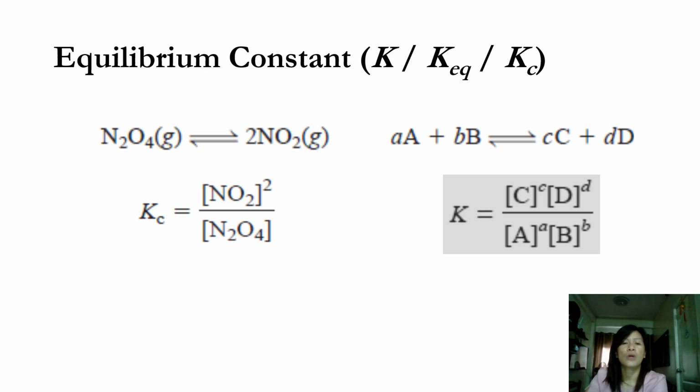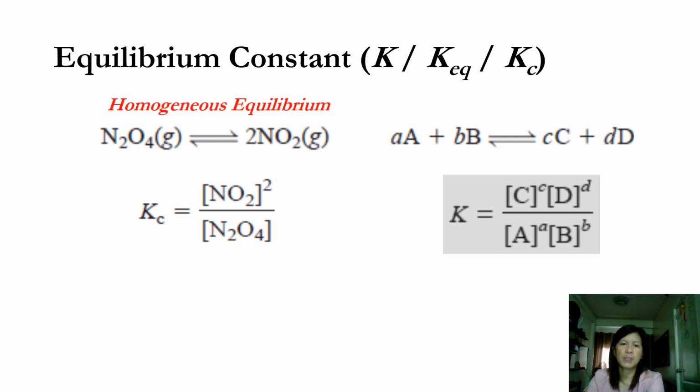So we have the concentration of the product. We only have one product, NO2 or nitrogen dioxide, raised to its coefficient. In the equation, the coefficient for the product is 2, so we raise the concentration of the product to 2. Divide that by the concentration of the reactant, which in this case is dinitrogen tetraoxide, and it has no coefficient, so we don't need to raise the concentration of the reactant to any coefficient. So this ratio will give us the equilibrium constant for this reaction.